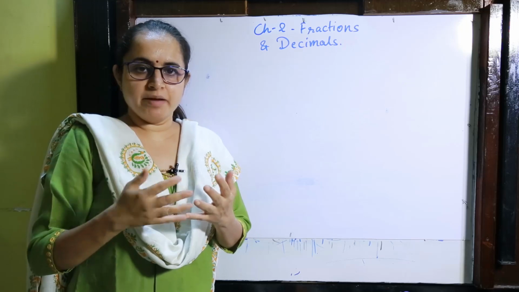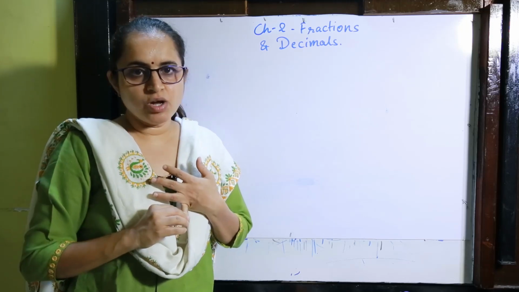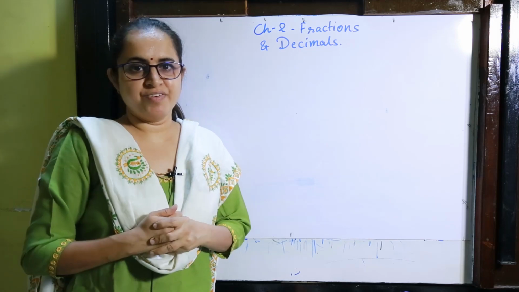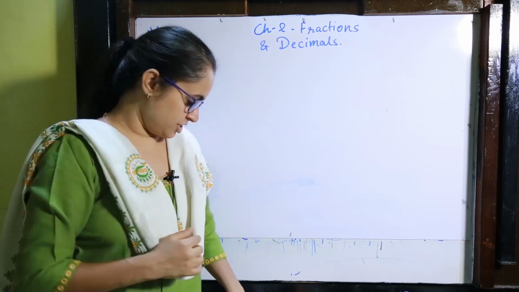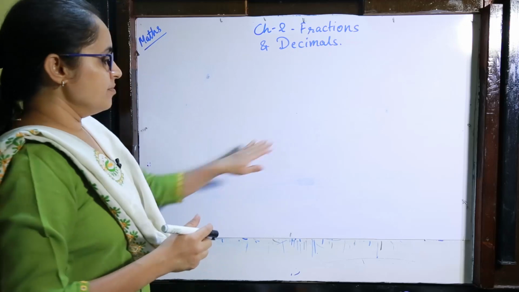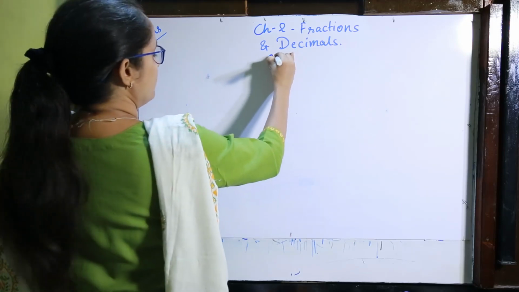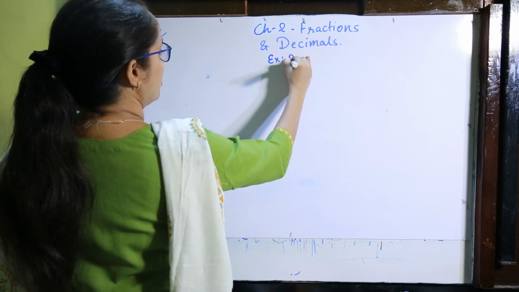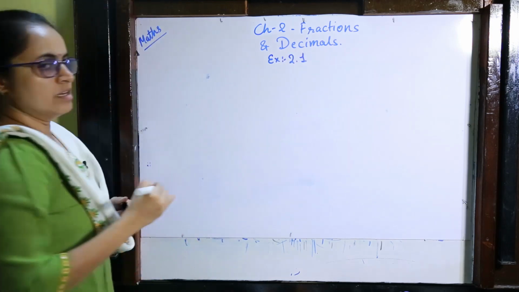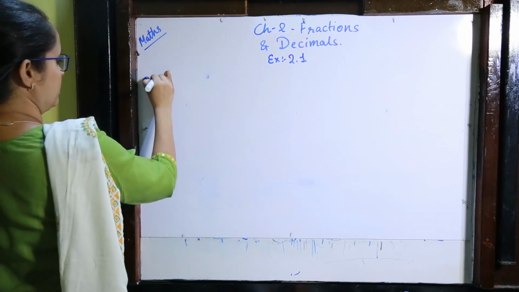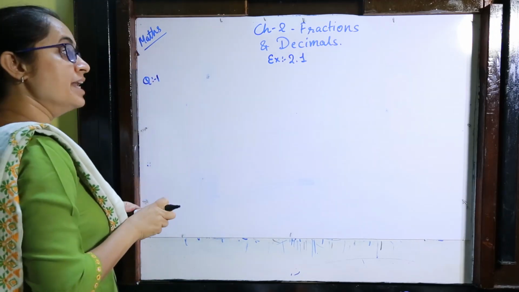So it can be the addition of like fractions or addition of unlike fractions. It can be subtraction of like fractions and subtraction of unlike fractions. So we'll start with exercise 2.1, and now please write along with me, exercise 2.1, question number 1. Please write along with me now.